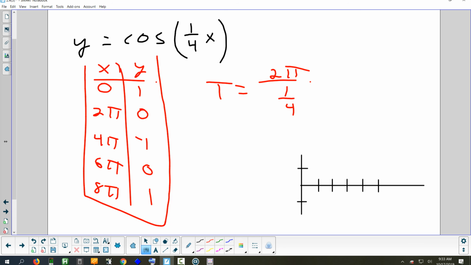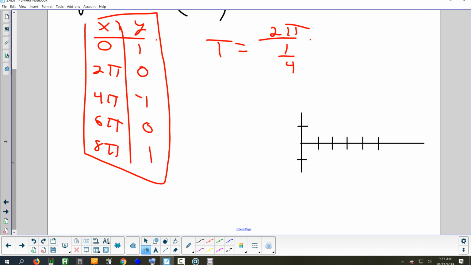All right, so let's plot those points and make our sketch. 0, 2 pi, 4 pi, 6 pi, 8 pi. So this graph technically should look way stretched out, but it's not going to. Why isn't my graph going to look huge across my screen right now? Because of the way I labeled it, right? I changed my scale. I didn't go 0, pi over 2, pi, 3 pi over 2. I mean, if I did that, I'd be out in the hallway with my graph. So I went 0 to 8 pi to make it fit.